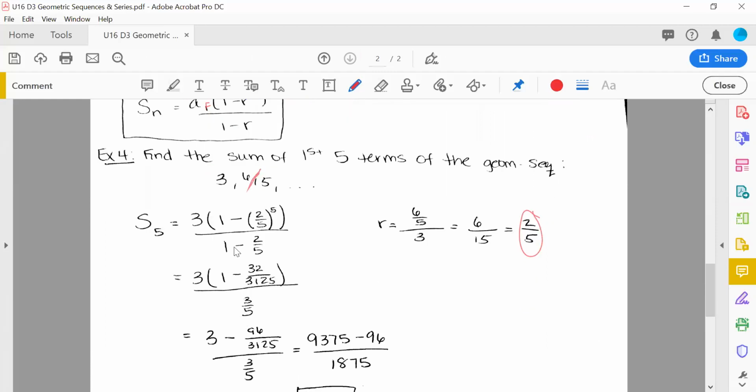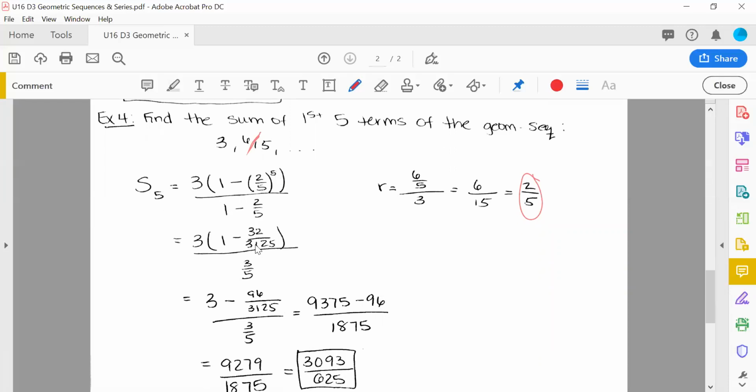So then I take the first term, 3, times 1 minus r, which is 2/5, raised to the power of n, which is 5, divided by 1 minus 2/5. Now listen, you can do all this by hand if you want to, and Mrs. Middleton goes through in class how to do that by hand. I'll be honest with you, I will allow you to do this on your calculator.